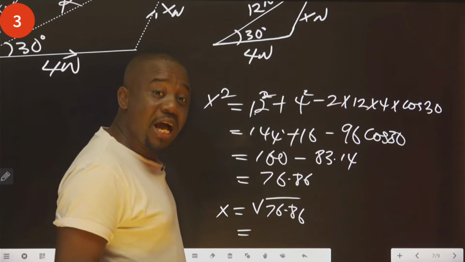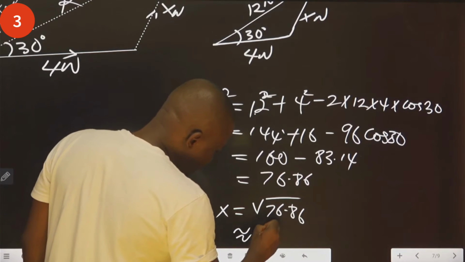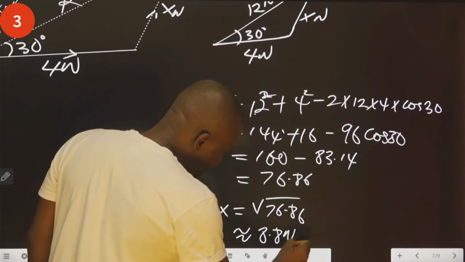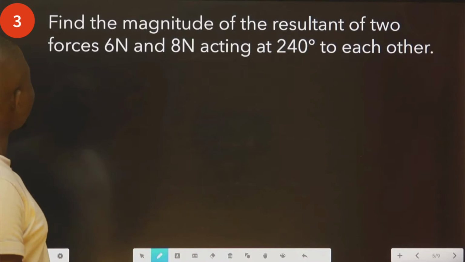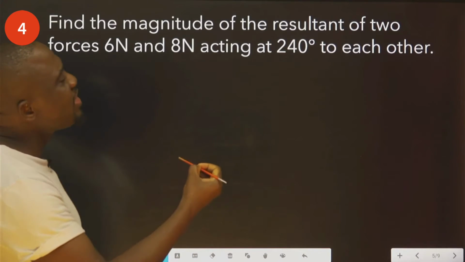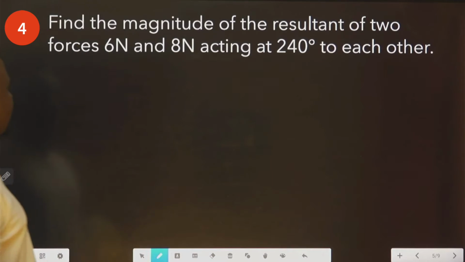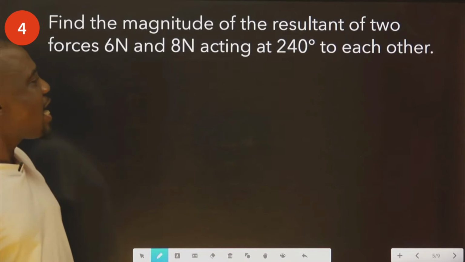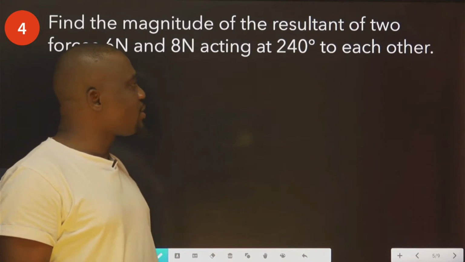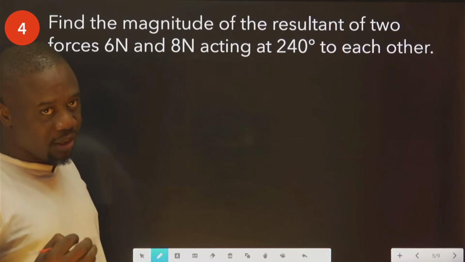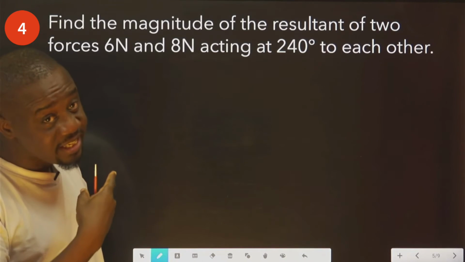If you calculate this now, you're going to have approximately 8.8 Newton. Let's look at this. It says find the magnitude of the resultant of two forces, 6 Newton and 8 Newton, acting at 240 degrees to each other. You need to listen. This is sensitive, okay?